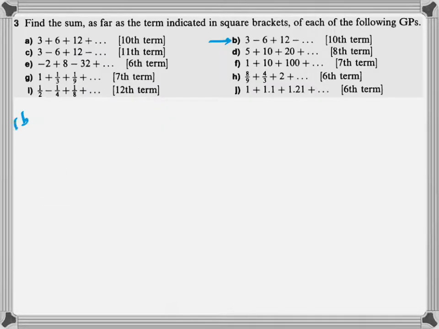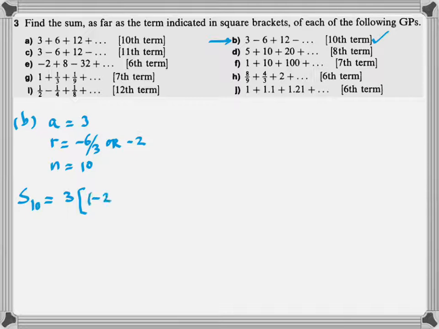Now, look at these questions. Find the sum as far as the term indicated in the square brackets in each of the following GPs. For example, look at part B. Do you think the terms are increasing in size? The first term is 3, common ratio is negative 2, and they're asking for the sum of all the terms up till the 10th term. Technically, they're asking for the sum of 10 terms. So the first formula is better for this one. Of course, you would get the same answer from the second formula also, but the first formula is made right for this.